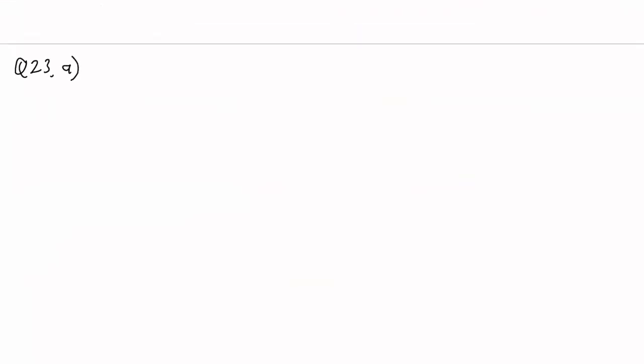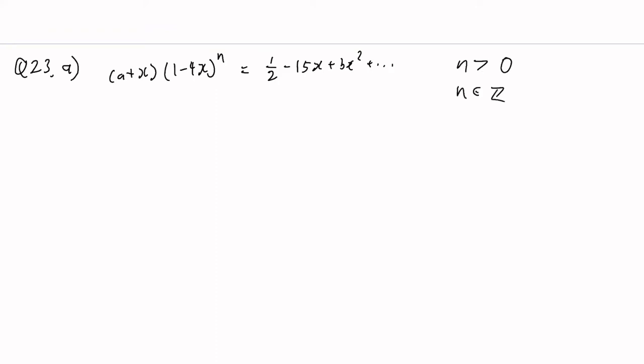Expansion of a plus x multiplied by 1 minus 4x power n in ascending powers of x is... I've already exceeded 30 minutes, sorry. Okay, it will be this guy, where a and b are constants, n is a positive integer. N is positive and n is an integer, so it's a natural number. And yeah, find the values of a, b, and n.